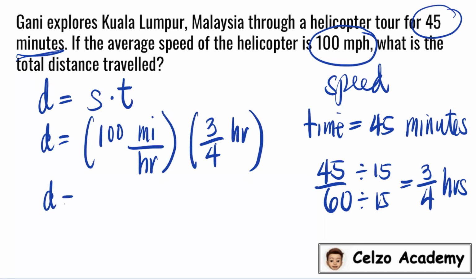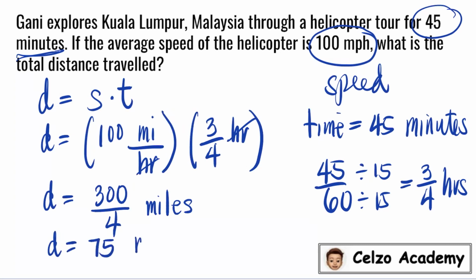Simplifying this further, we simply multiply the numerators 100 times 3, that's 300, and divide by 4. For the units, hour and hour can be cancelled out. So that means the unit is in terms of miles. And 300 divided by 4 is 75. So the answer is 75 miles.